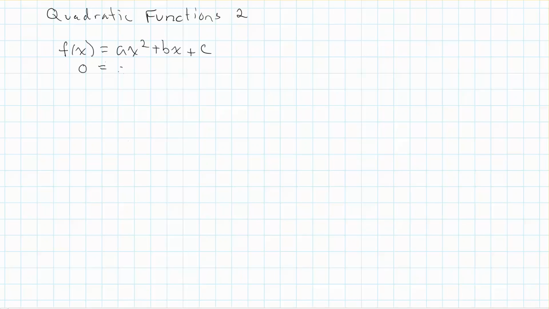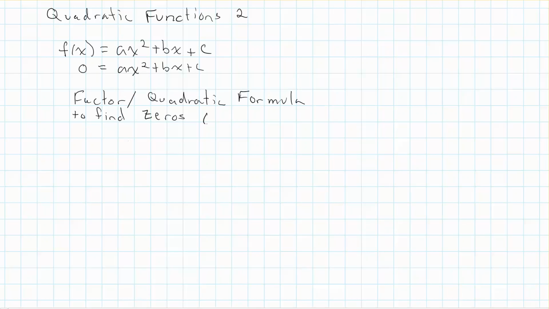So we set f of x equal to 0, and then we factor or use the quadratic formula to find the zeros, which again are x-intercepts. I'm not even going to bother doing an example of this because we've done this so many times.